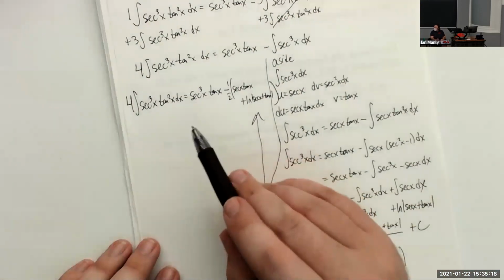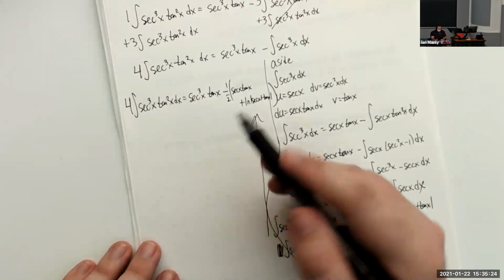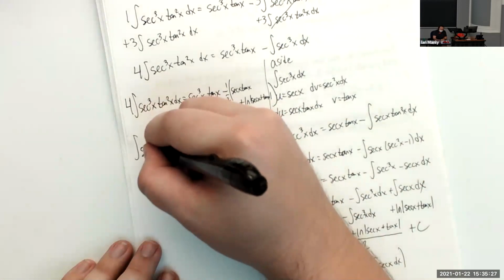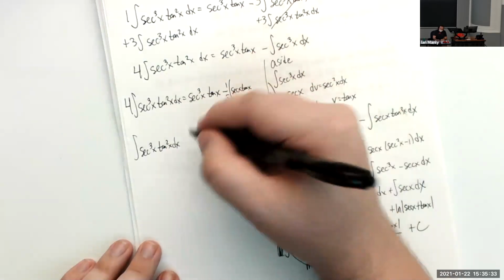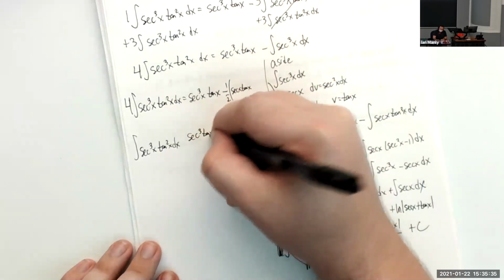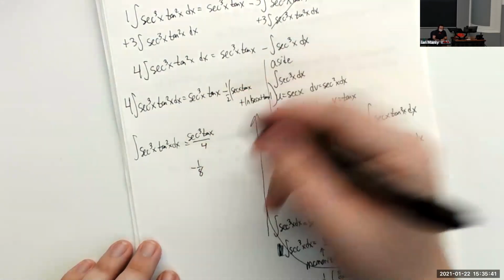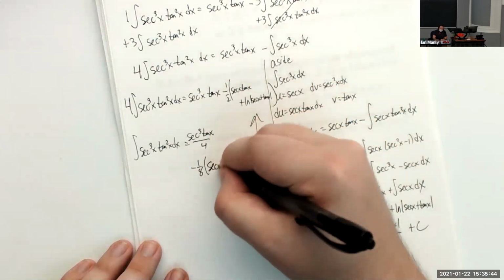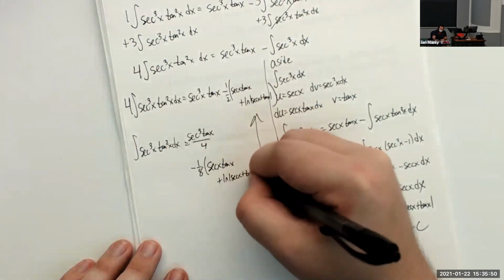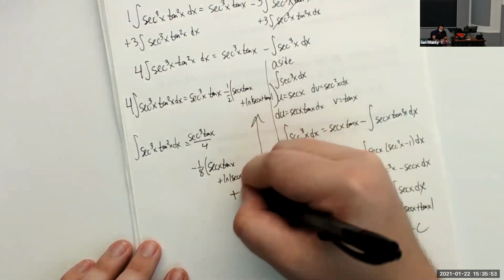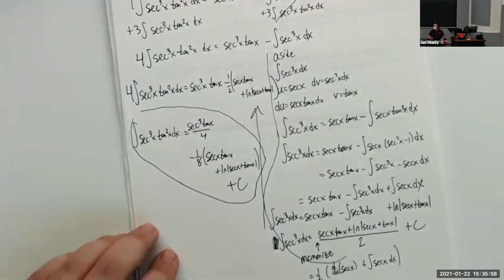And now finally, all I have to do to finish this off is divide by 4. So our final answer here, our original integral, is going to be secant cubed tangent of x over 4, and then minus 1/8, because we already had a half there, secant of x tangent of x plus natural log of absolute value of secant plus tangent. And plus c, icing on the cake right there. There we go. So this was case 3.